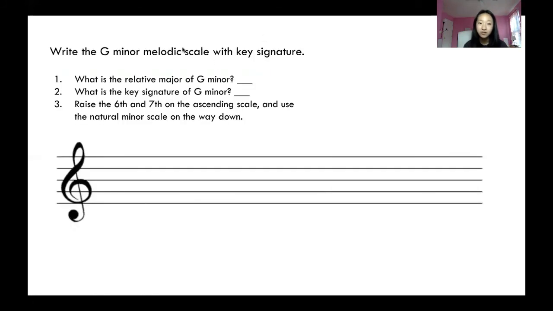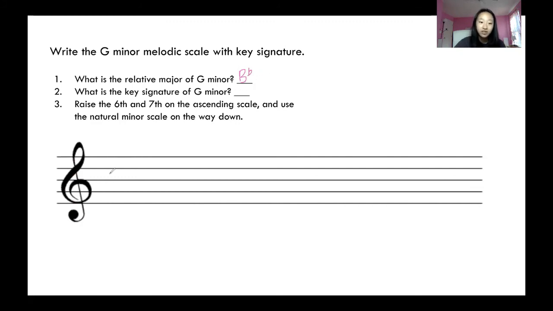Okay, so let's do the G minor melodic scale with a key signature. I'll give you guys a few minutes to try this on your own, and then we'll go over it together. Okay, so let's first find the relative major of G minor. By now, we can follow the steps that we've gone through many times before, and we'll find that it's B flat major.